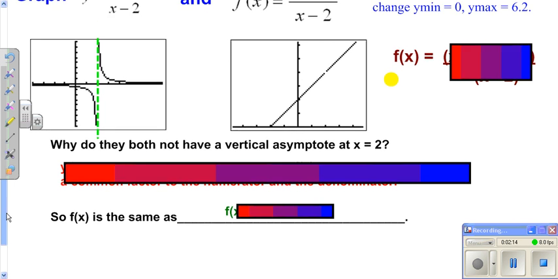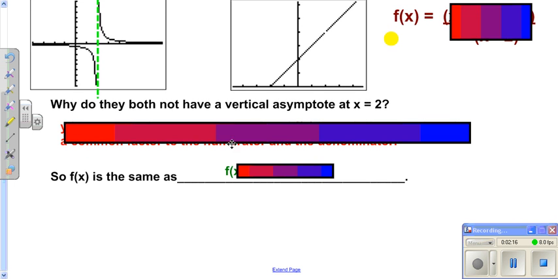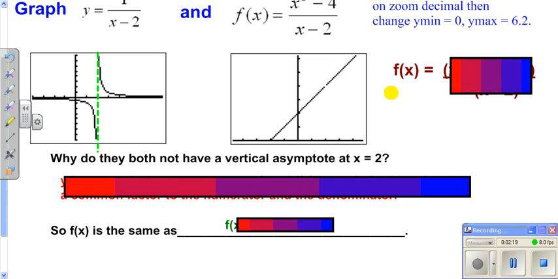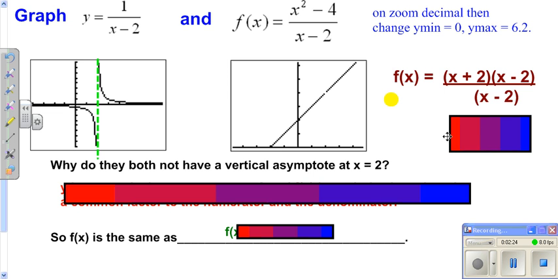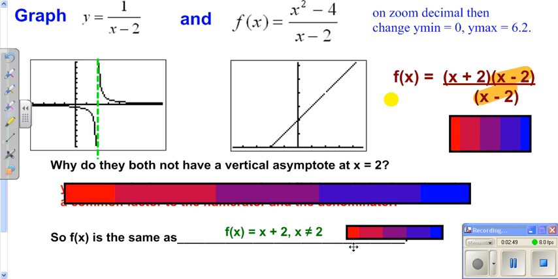Well, why do we have a hole in one and a vertical asymptote in the other? You will notice, however, for your second function, f of x, it has common factors on the top and the bottom when you factor it. So when you simplify that, it really simplifies down to just being x plus 2, which is the equation of a line. However, we can't just say it equals x plus 2, because here you couldn't use 2, so in your simplified one you can't use 2, so we have to say that.